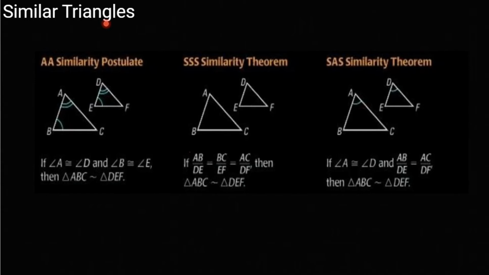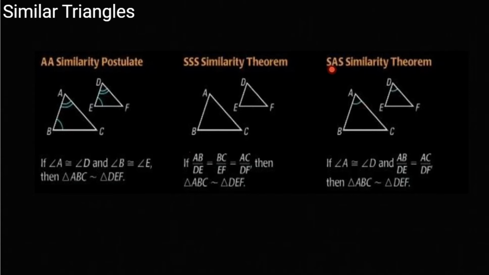Okay, let's talk about similar triangles. These two triangles have the same shape but different sizes. This one is bigger and this one is smaller. If angle A equals angle D and angle B equals angle E, we say both triangles are similar. We use this sign to represent similar. This is the AA rule to prove two triangles are similar. Next is the SSS rule. Look at both triangles. If AB over DE equals BC over EF and equals FD over CA, it means corresponding sides are proportional, then both triangles are similar.